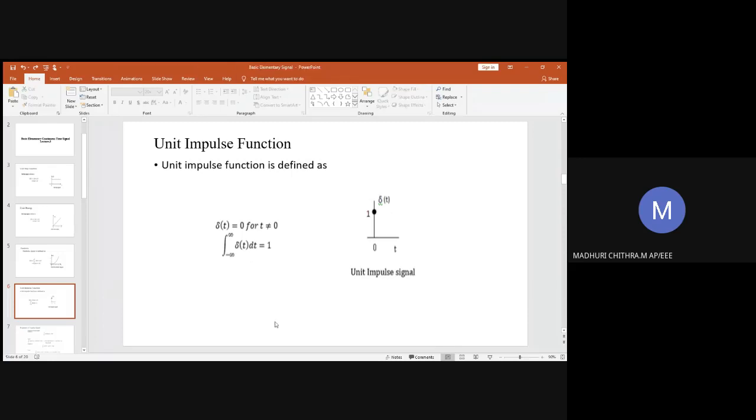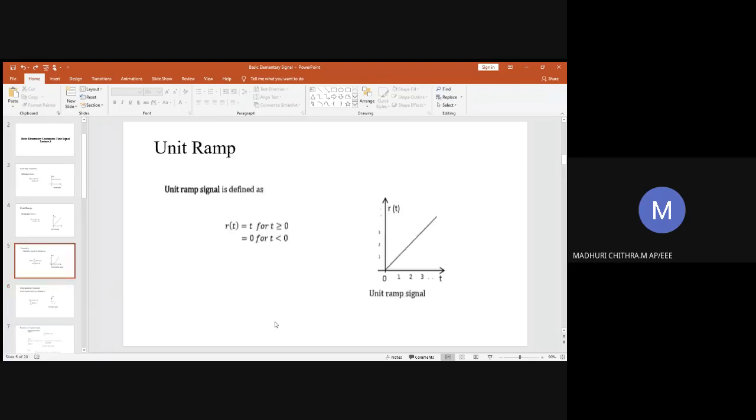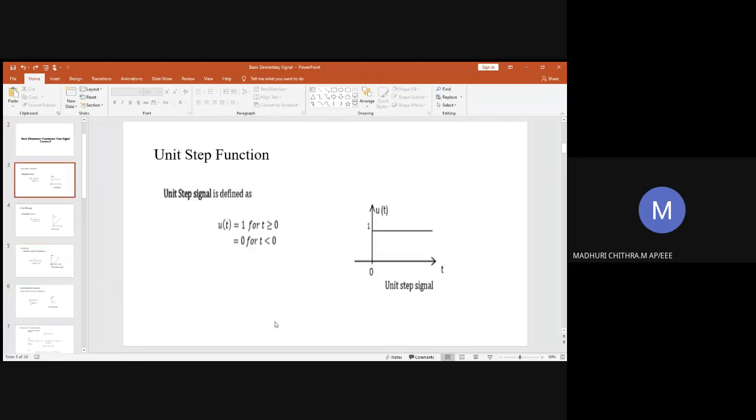Okay, so that's it about the four signals. Just go through again. Unit step signal is represented as u of t equal to 1. What is the diagrammatic representation? The diagrammatic representation is a straight line. It's a continuous straight line.